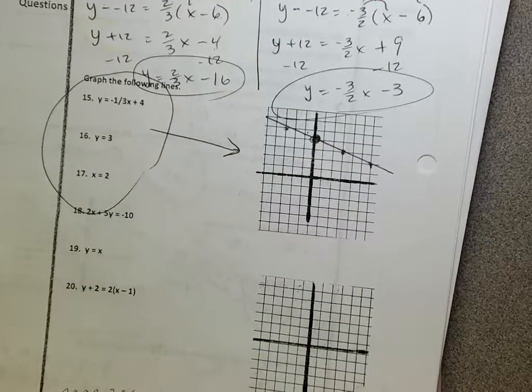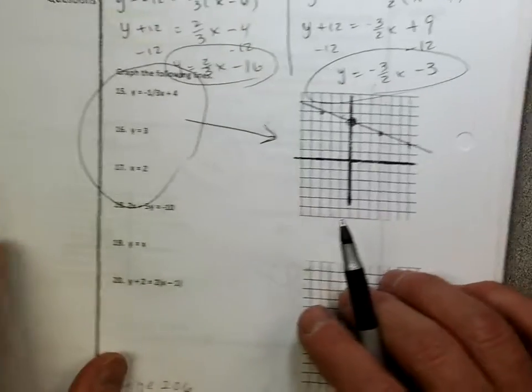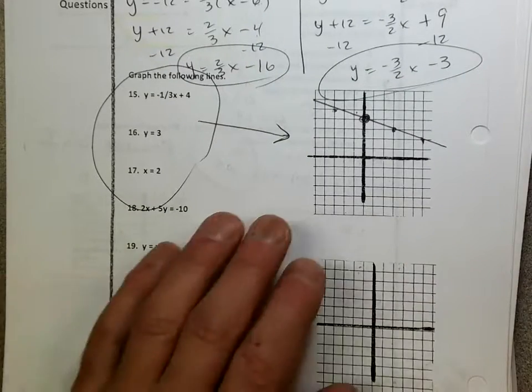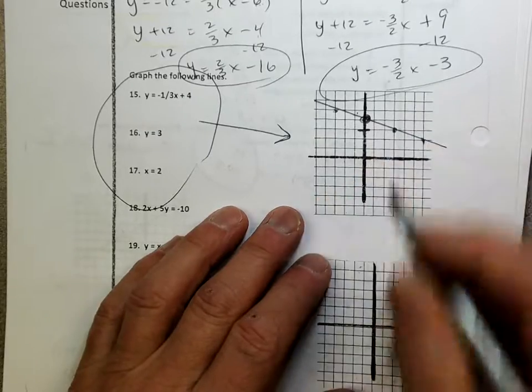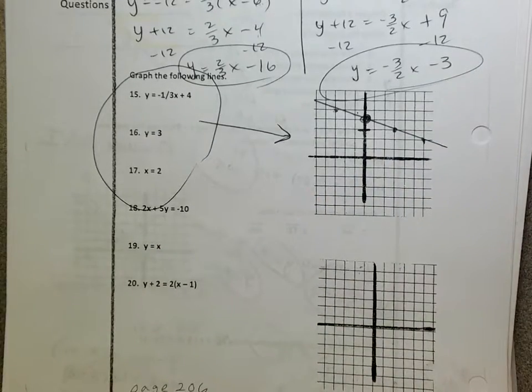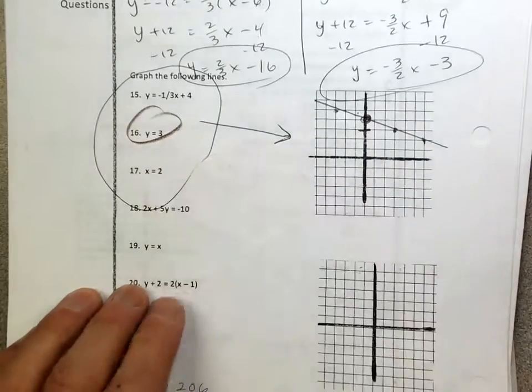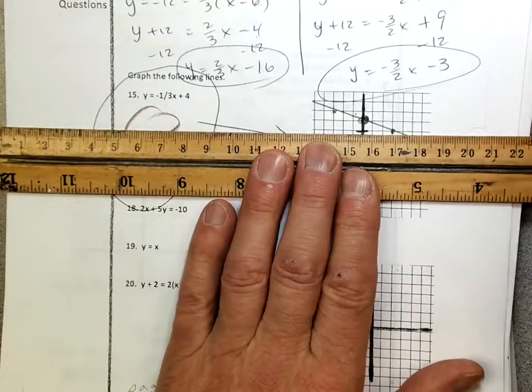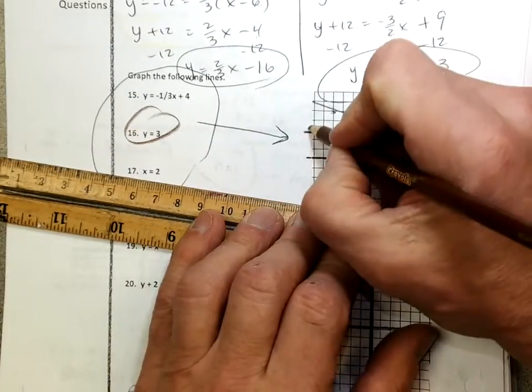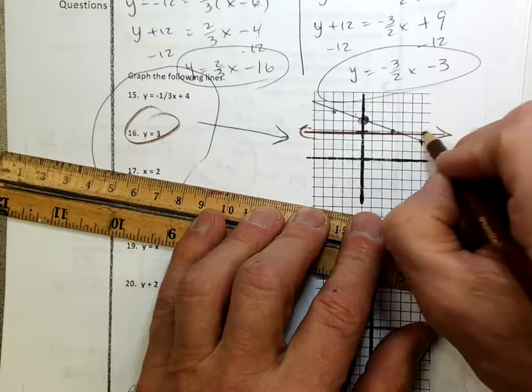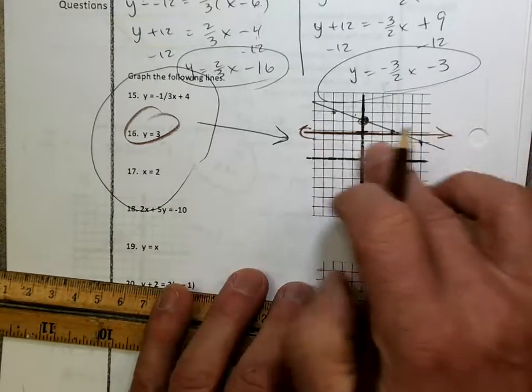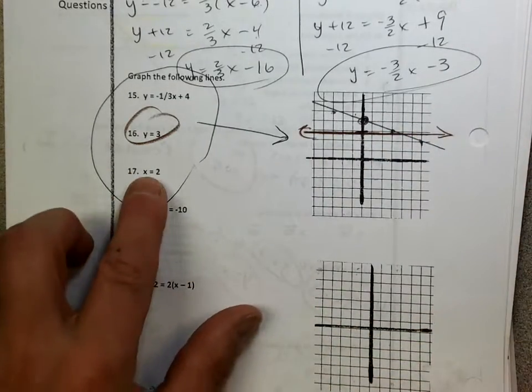16. Eduardo, you know how to do this one. Straight line, right? Straight across at 3. You guys agree? 1, 2, 3. Let's see. I'll put this one a different color. Put it in brown so we can see the difference. Okay, there's that one. What's the slope of this line? Anybody know? 0. Good.